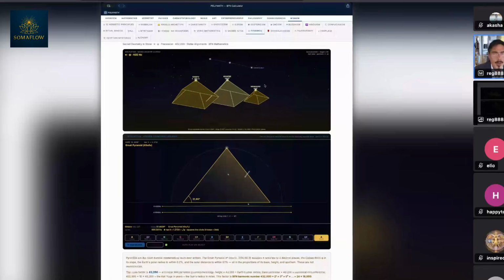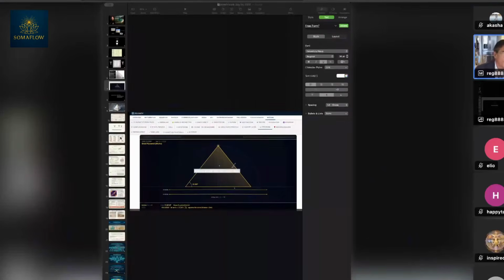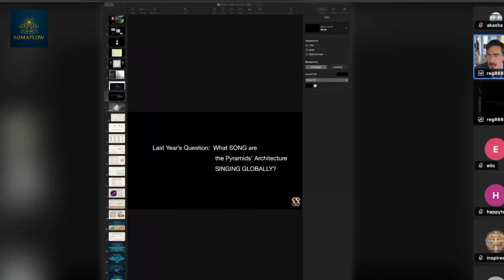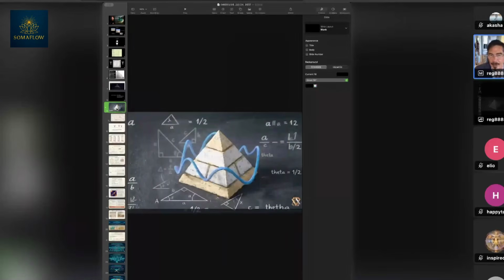Now, if I go back to the presentation, okay, so here we go. The big question is, what song are the pyramids' architecture in globally then? It's kind of a big question. It was perplexing me. I wanted to really understand it. And so I started to analyze it, and as I started to analyze it, I realized there was more to the story that I needed to research, because I couldn't make sense of how the musical notes would be different if they're just static architecture.